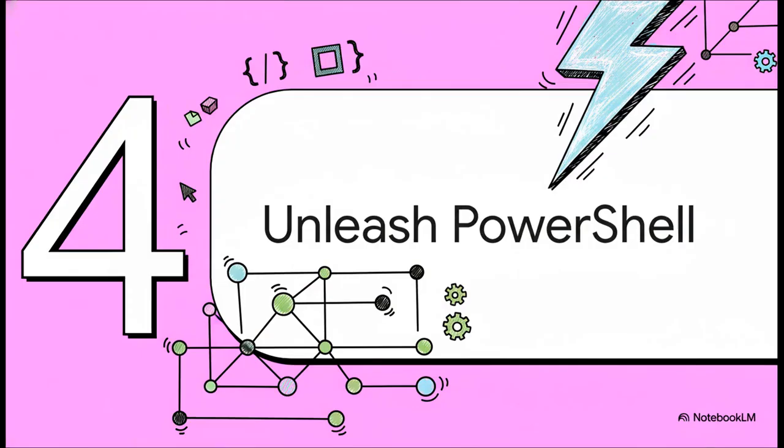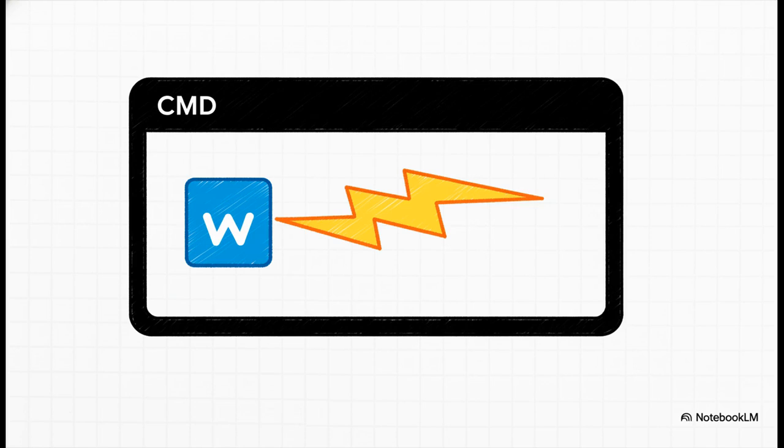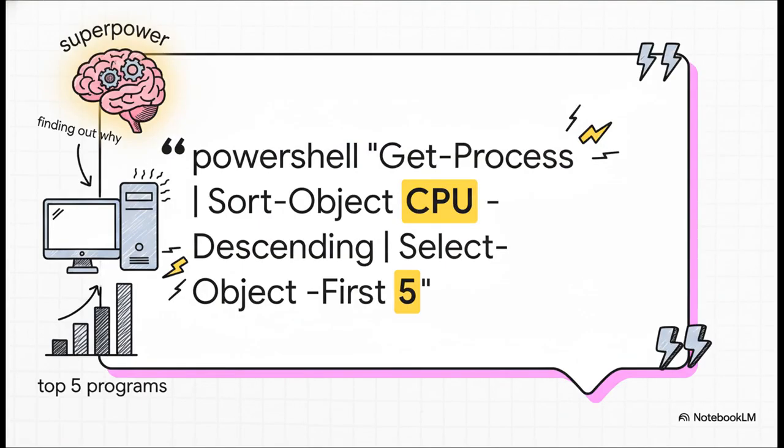Now that you've got a handle on investigation and automation, it's time for a major power-up. We're going to bring in the next level, a little something called PowerShell. And the great thing is, you don't even have to leave the command prompt. You can run these really powerful PowerShell commands right from that same CMD window, giving you the absolute best of both worlds. Just check this out. This single line of code might look complicated, but let's break it down real quick. It just gets all the programs that are running, sorts them by how much CPU they're using, and then shows you only the top 5.